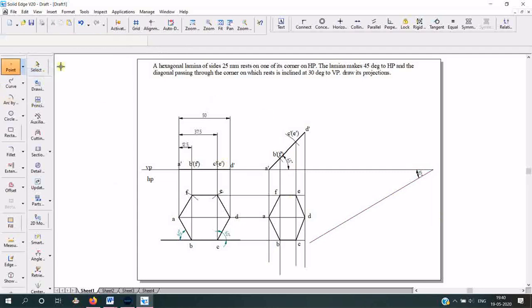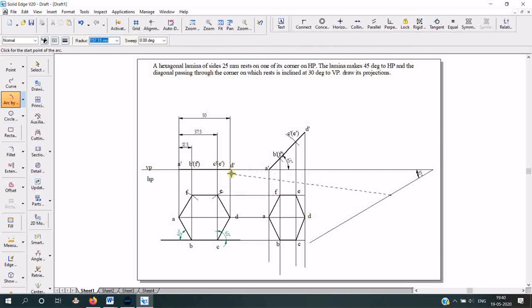So now take a reference point on this 30 degree line. Mark that point. Go to arc by center point, mark that point, and next go to arc by center point manually.